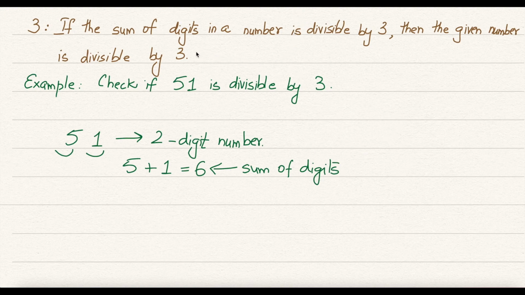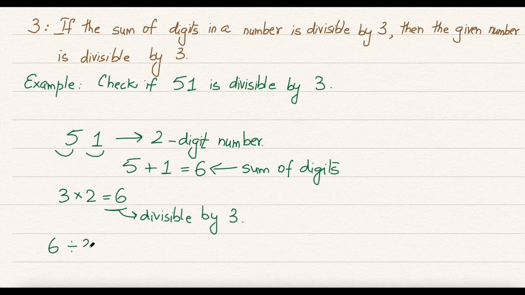Now, according to the statement that is written here, if the sum of digits of a number is divisible by 3, then the given number is divisible by 3. If the sum is divisible by 3, then the entire number 51 will be divisible by 3. Check and see if 6 is divisible by 3. If you recall the table of 3, then you can easily see that 3 times 2 is 6. 6 is divisible by 3. 6 divided by 3 is 2. Since 6 is divisible by 3, then the number 51 is divisible by 3.